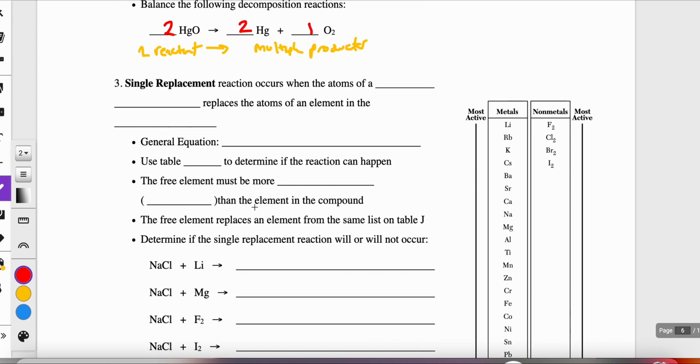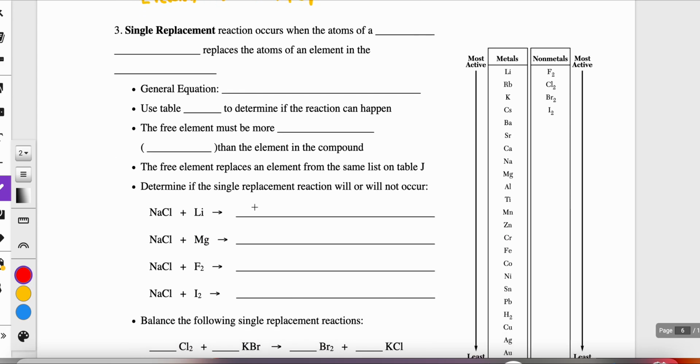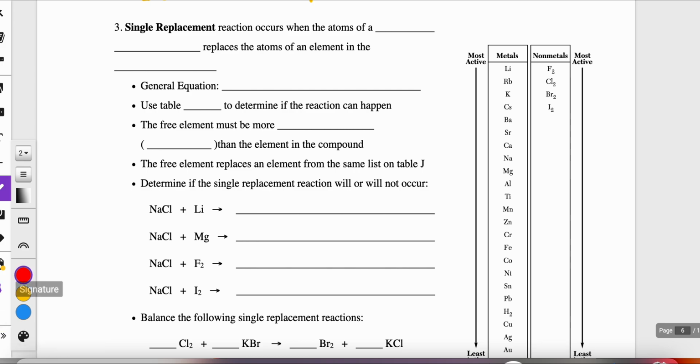Moving on to the next example is a single replacement reaction. So single replacement reactions will occur when the atoms of a free element replace the atoms of an element in the compound.